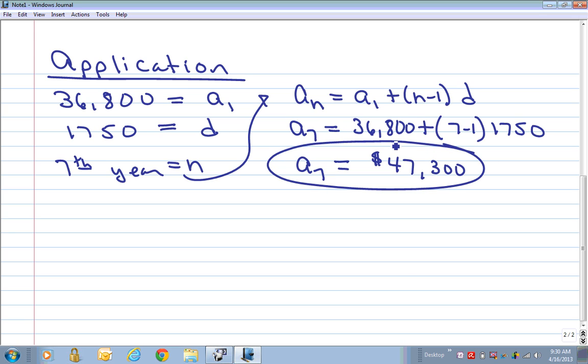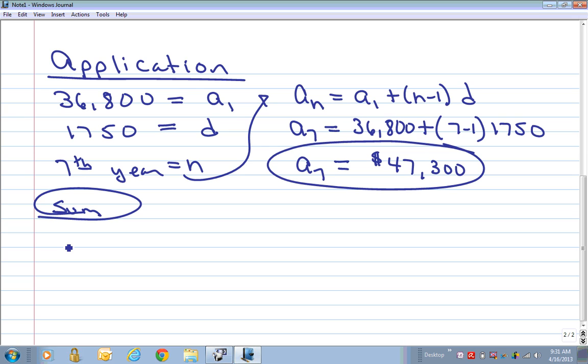As we keep reading, it also says, how much will he earn over the full 7 years? Okay, that means how much is he going to earn all together. That would be a sum. If we're summing something up, then we have to use the other formula. So for sum, remember, if you write it over and over, it'll be easy.